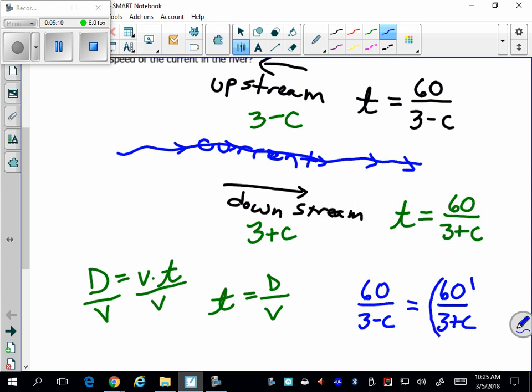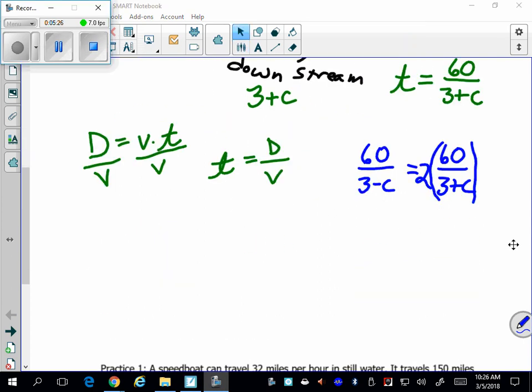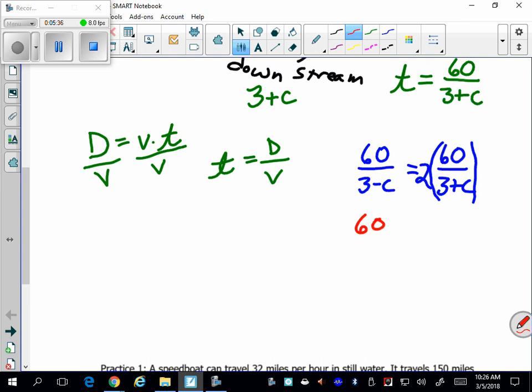I know it looks weird that we're multiplying by 2 on the downstream side, but to equal the upstream side, we have to multiply this time here, which is right here, by 2. Now, if we solve that problem, we'll be able to solve this equation. So on the left side, it's still just 60 over 3 minus c. On the right side, 2 times, it's like 2 over 1, so you multiply the numerators. So it's 120 over 3 plus c.